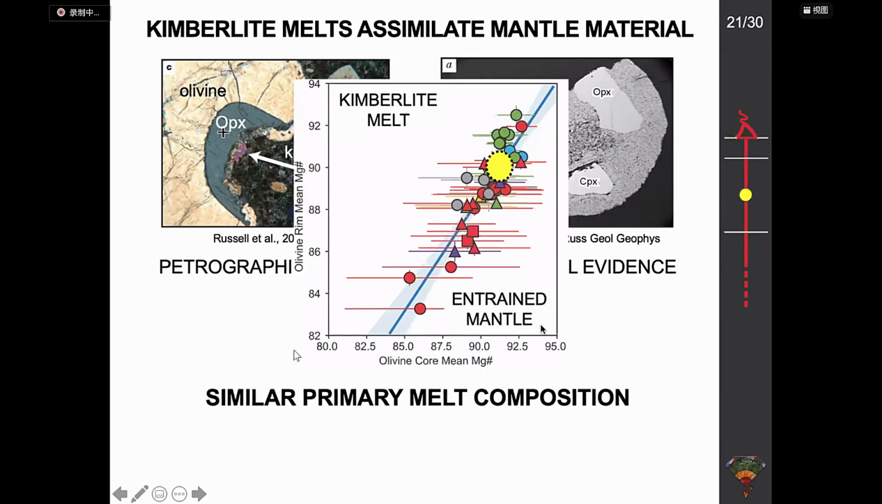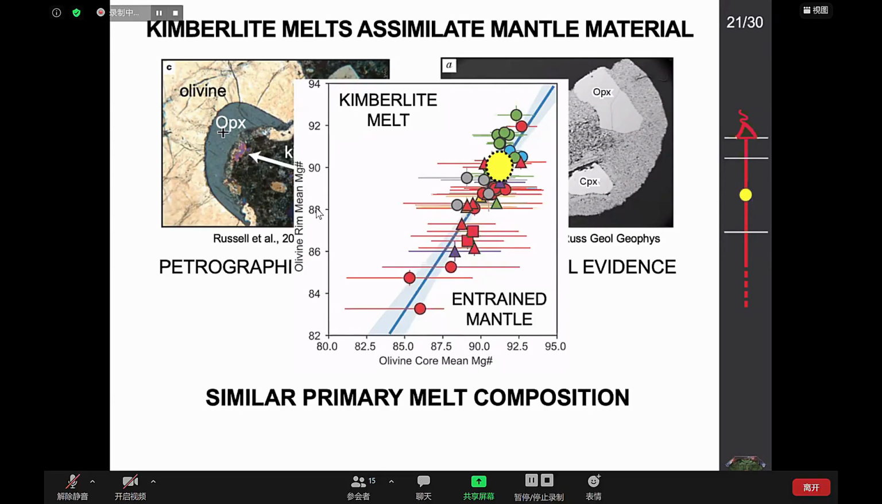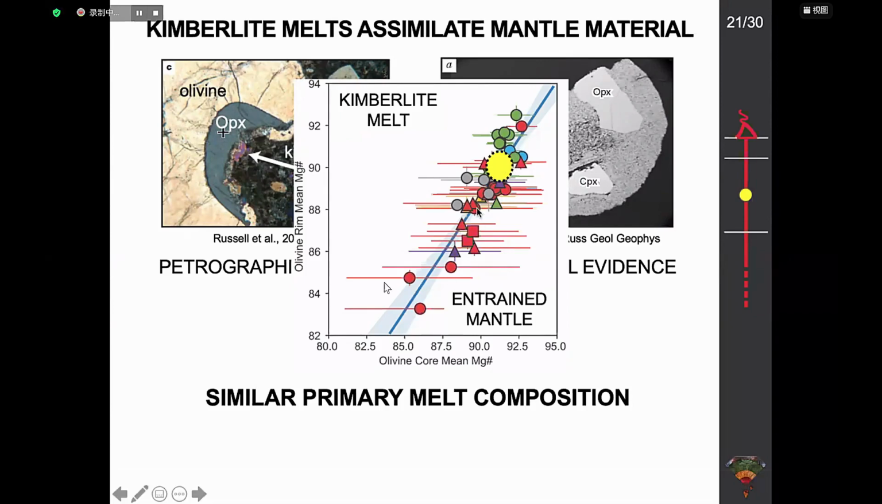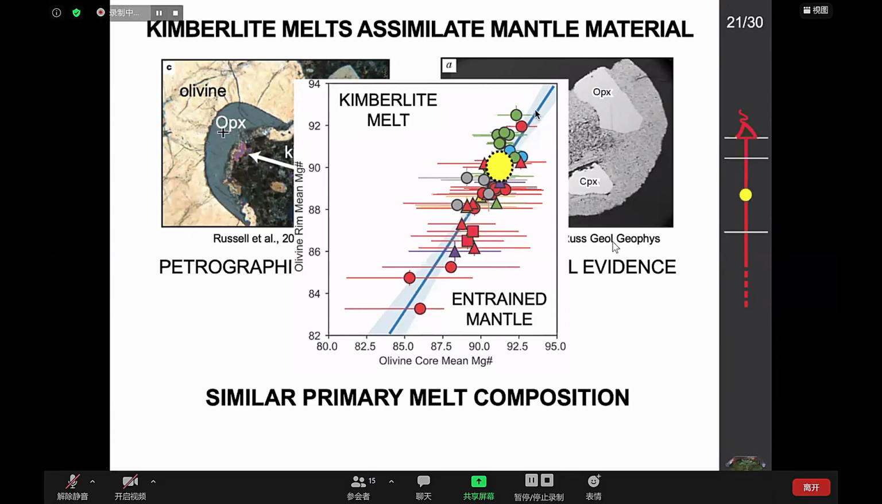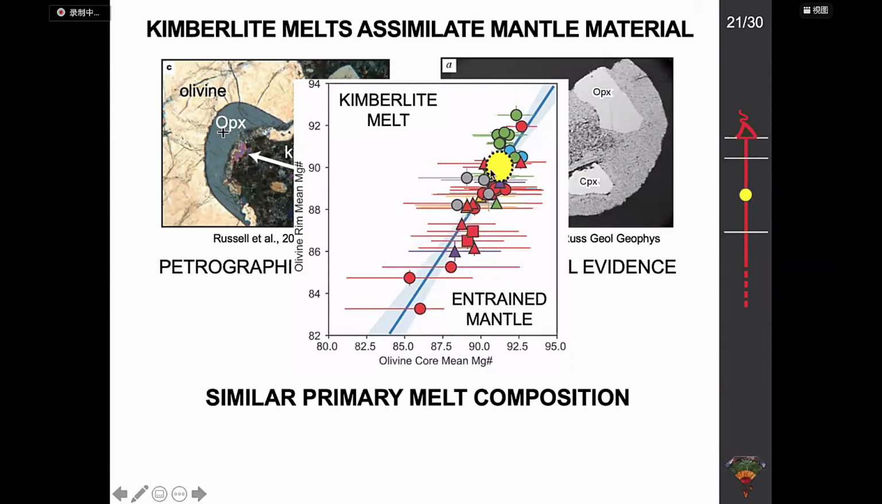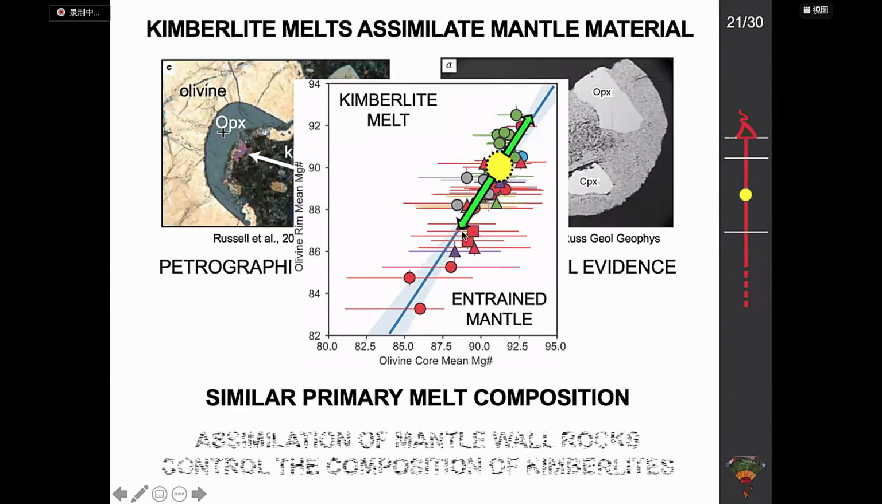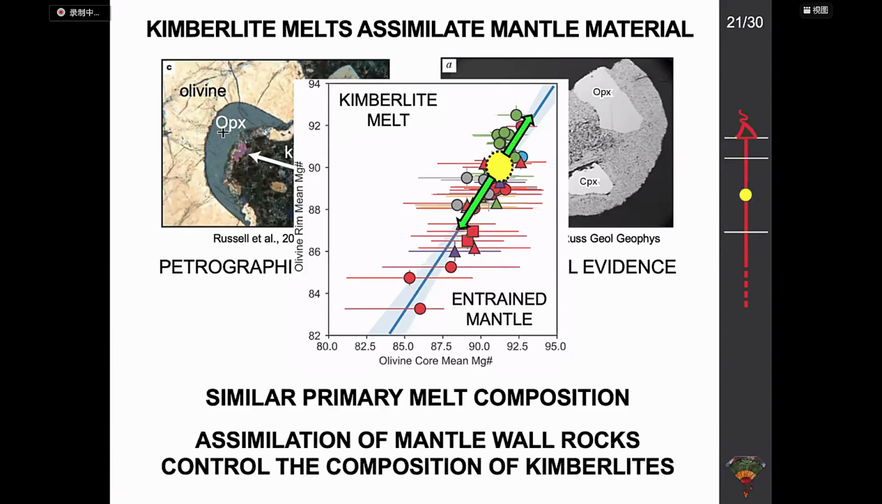So in other words, we can explain this correlation between the composition of the kimberlite melt and the composition of the entrained mantle, assuming a single, relatively homogeneous starting primary melt composition in the sublithosphere, and an assimilation process that shifts the composition of the kimberlite melt that we see at surface up and down this chart by simply changing the amount and the actual composition of the assimilated mantle material.